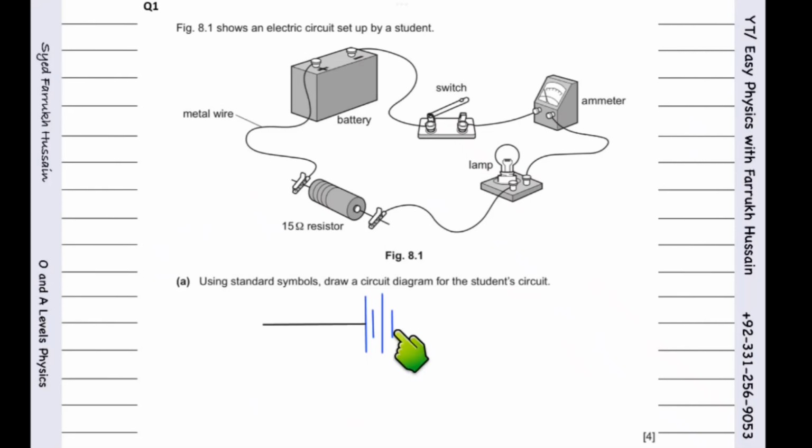This is the symbol for the battery. Then we have the resistor. This is the symbol for the resistor. Then we have the lamp. This is the lamp. Then we have the ammeter. This is the symbol for the ammeter. Then we have the switch. This is the circuit.